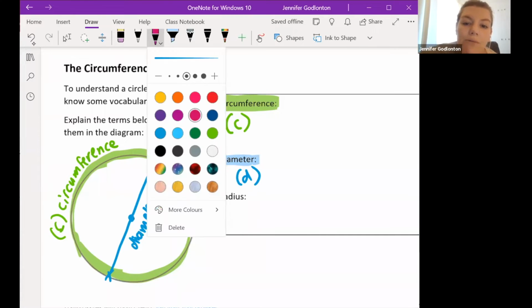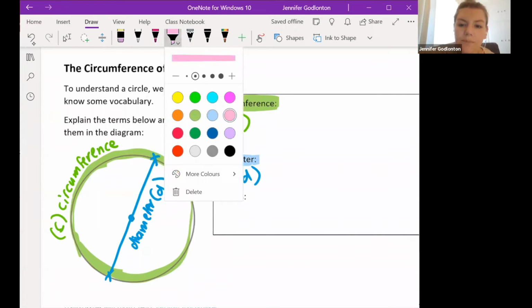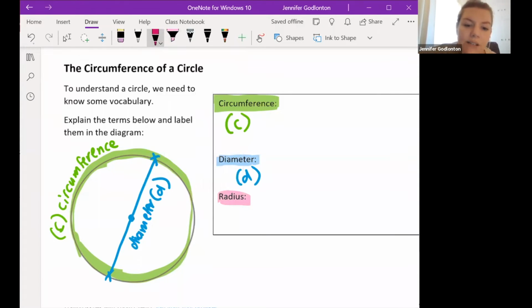And then our radius, let's highlight this pink as well. Our radius is when we are going from the center of our circle to the outside. That would be our radius. And when we're dealing with a radius, it's a little r.